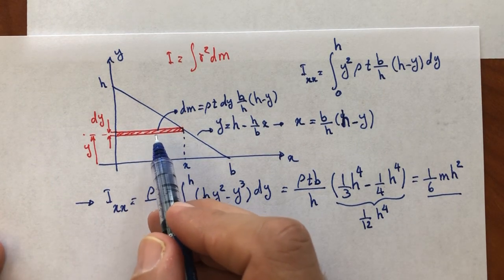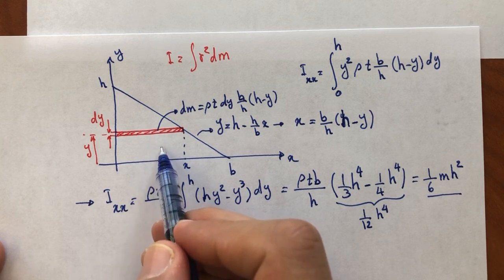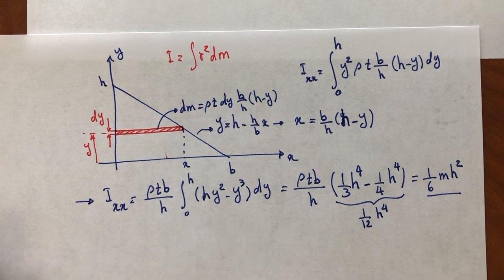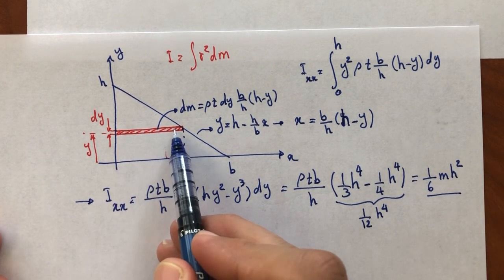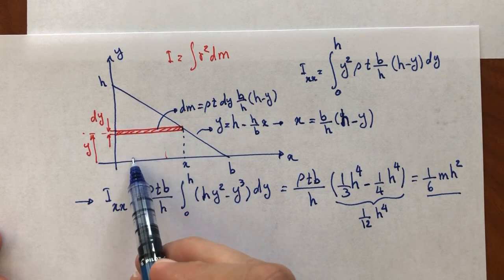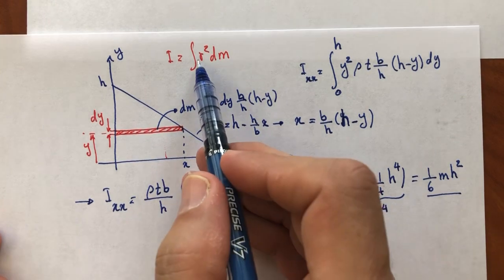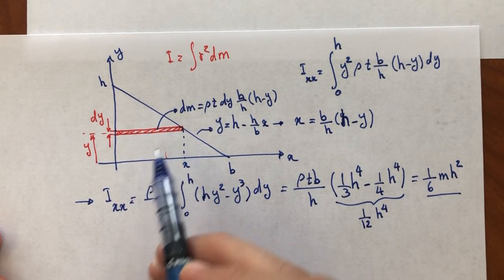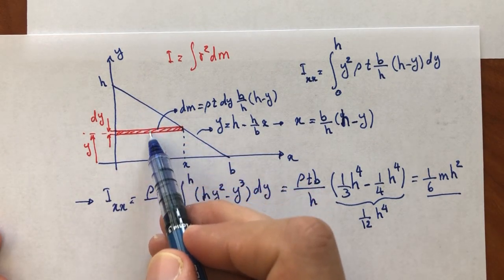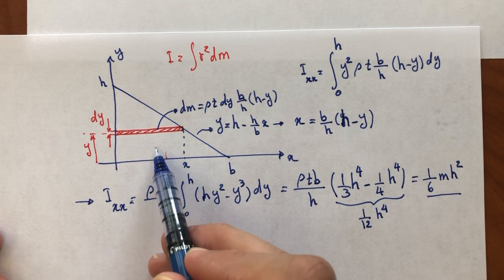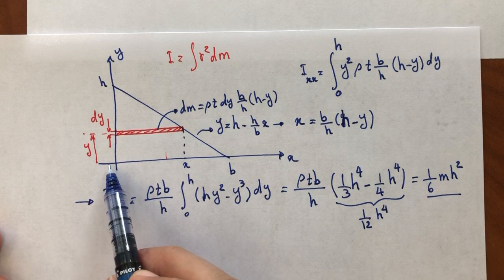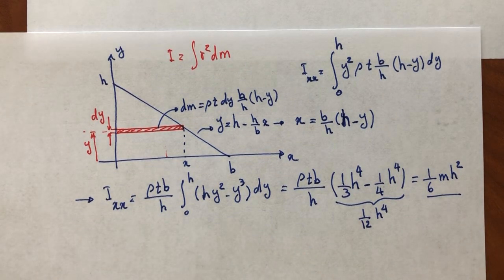So the difference between the previous one and this one: in the previous one we chose rectangular elements. Here we are choosing strips. The reason we are choosing these horizontal strips is because all the points on this strip have the same distance from x. So we know r is going to be equal to y of this strip. If I want to take the integral over the y-axis, then I need to choose vertical strips, because all the points on those vertical strips are going to have the same distance from the y-axis, which we are finding the mass moment of inertia about.